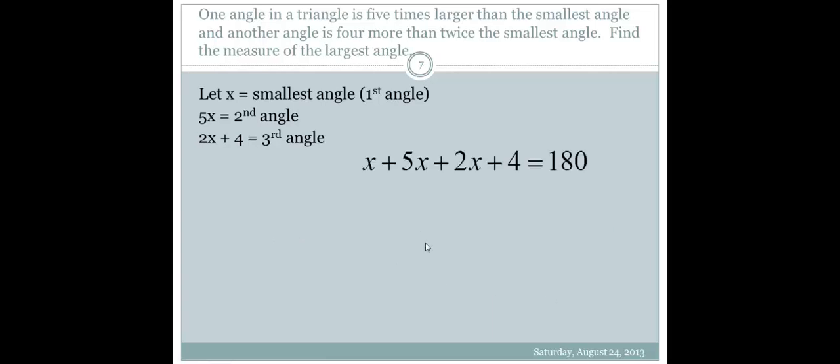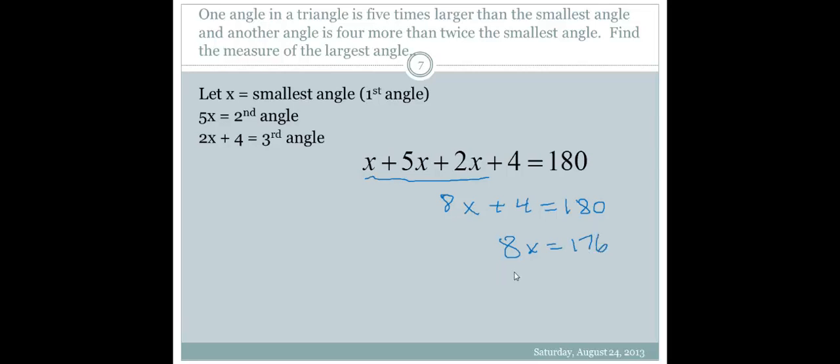Here's our equation. We need to combine our like terms. In order to solve the equation, these all add up to, let's see, 1 plus 5 is 6, plus 2 is 8. So we have 8x plus 4 equals 180. I'm going to subtract 4 from both sides. That's going to give me 8x equals 176.